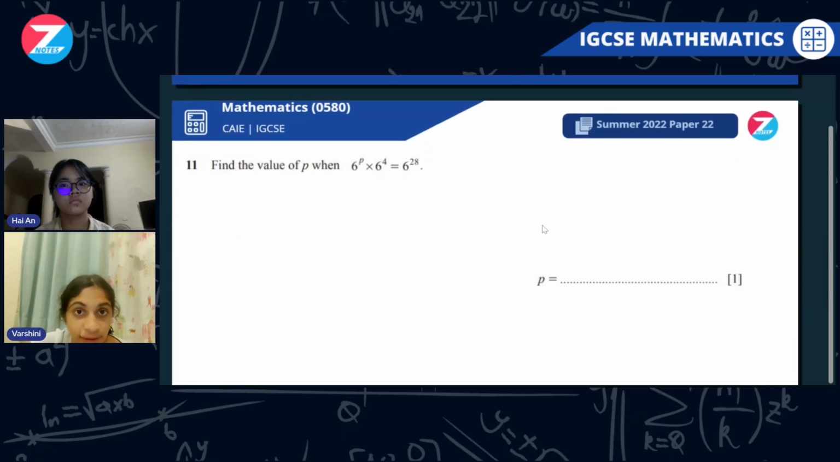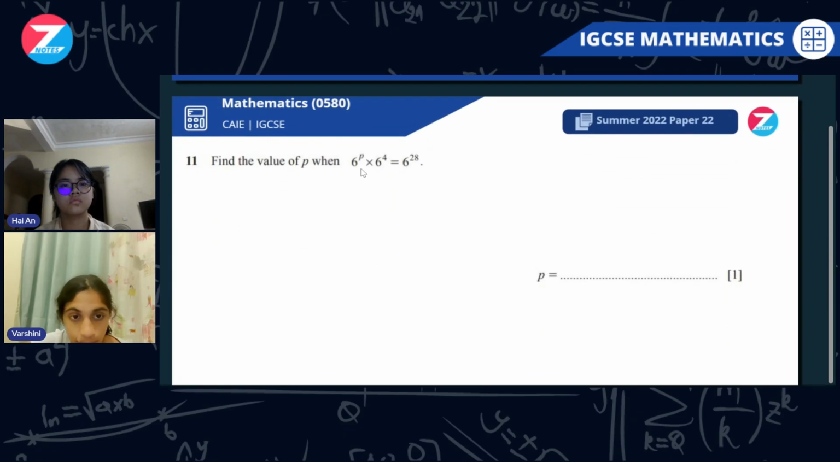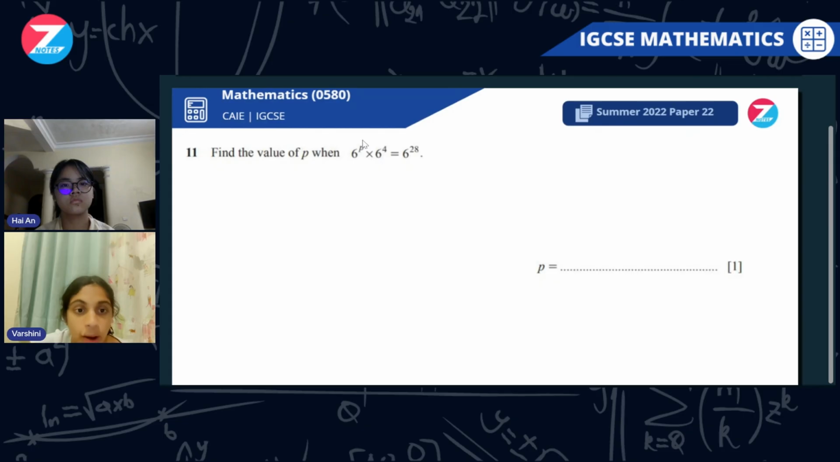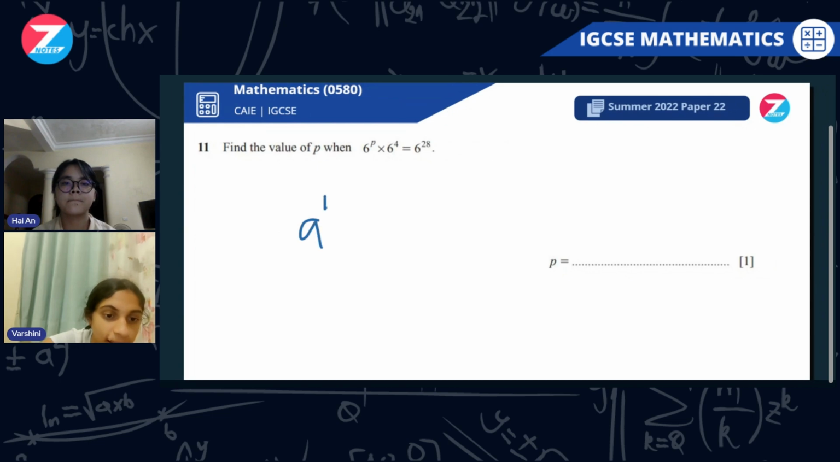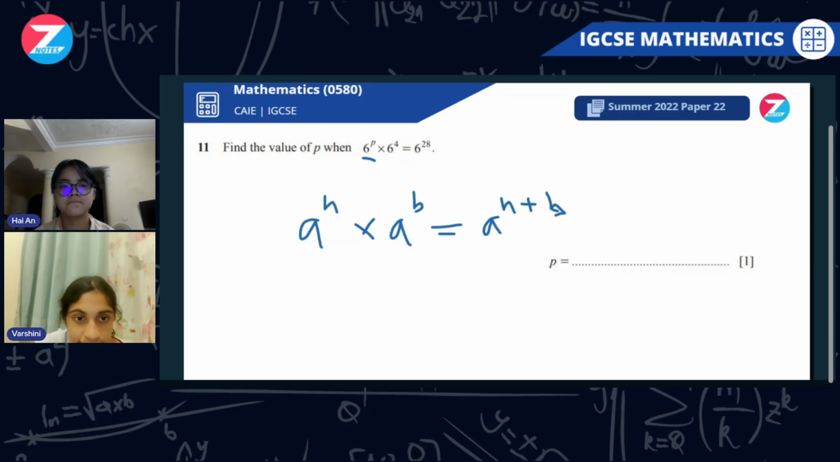Okay, 11. Find the value of p when 6 to the power p into 6 to the power 4 equals 6 to the power 28. First, we know from the laws of exponents that whenever we have a to the power n into a to the power b, this is just going to give us a to the power n plus b. So we can rewrite 6 to the power p into 6 to the power 4 as 6 to the power p plus 4, which is equal to 6 to the power 28.